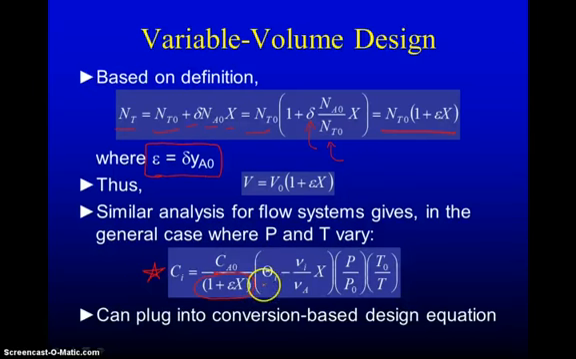That's multiplied by theta for that species minus the stoichiometric coefficient over that of A times conversion. We always need this expression because it has to do with conversion and how you've changed the concentration. And then we have P over P naught times T naught over T if pressure or temperature changes. We can plug these into conversion-based design equations and design reactors.